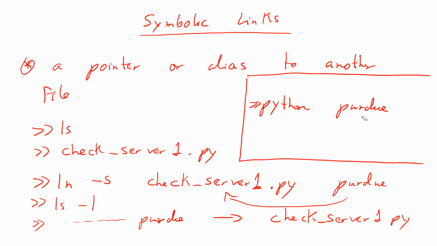So what I can do is create a symbolic link. I'm going to say ln -s, for symbolic, and I'm going to link check server 1 py to the word Purdue. Now that I've done this, whenever I type ls -l, it's going to show me the permissions here and then the word Purdue. And then there's usually an arrow that shows you, okay, although you might think of Purdue as the file, it's actually a symbolic link to the real file, which is check server 1.